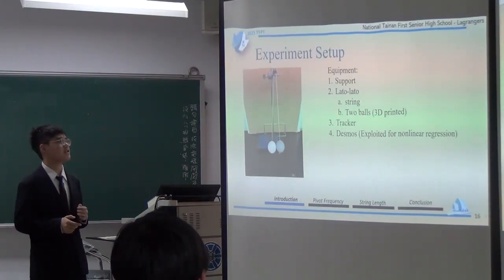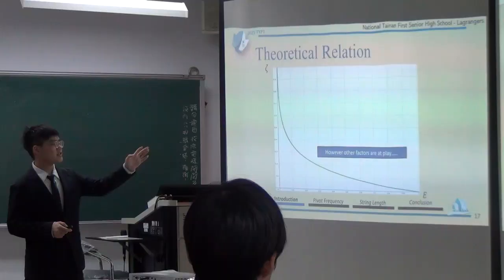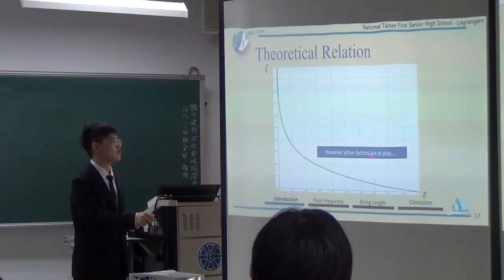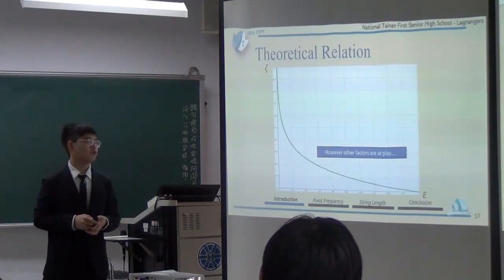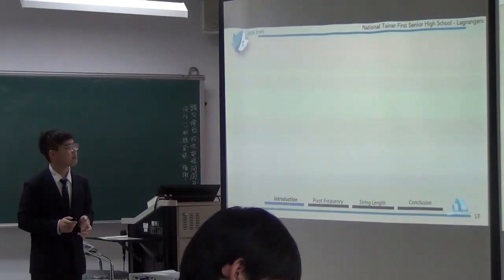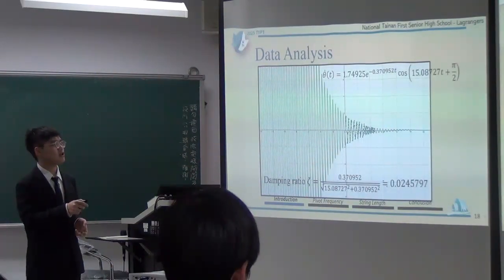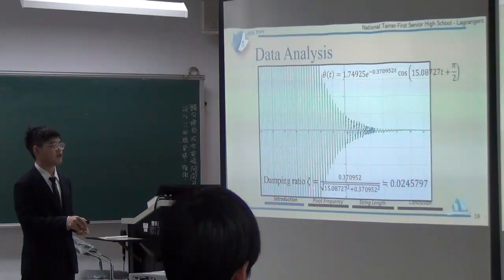And this is our experimental setup. So this is the theoretical relation between the coefficient of restitution and the damping ratio. However, there are other factors at play. And this is the data analysis, which we use decimals to fit the damping ratio as this.